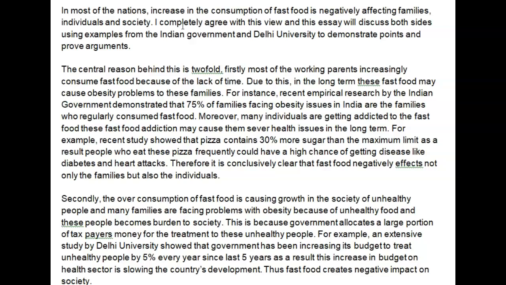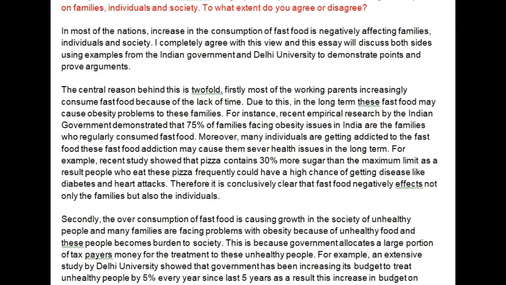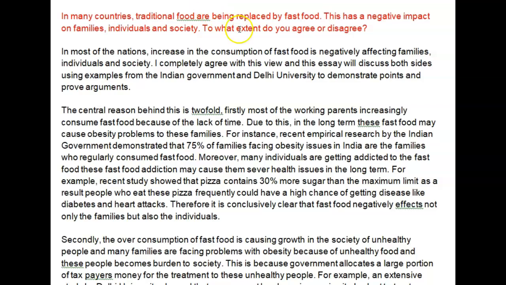However, let's talk about what doesn't make sense. You said, I completely agree with this view, but if that's the case, I have no idea why you're going to discuss both sides. What both sides? The positive effect and the negative effect of fast food? I don't get it. And the fact is that they didn't ask you to discuss both views. They asked you to what extent do you agree or disagree. You've already told me that you completely agree. And so it makes no sense to us that you would talk about a side that you don't support.